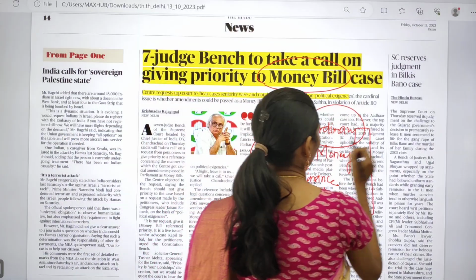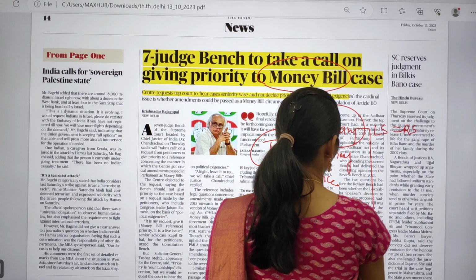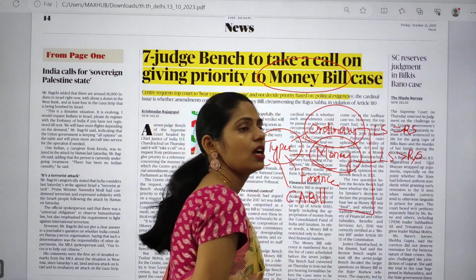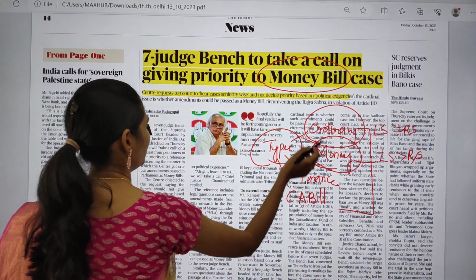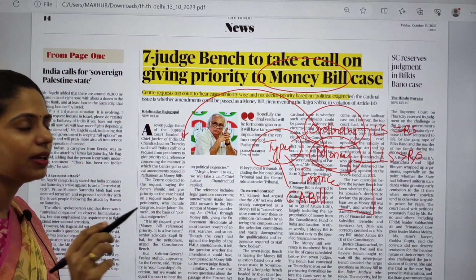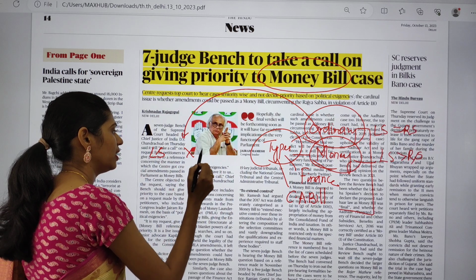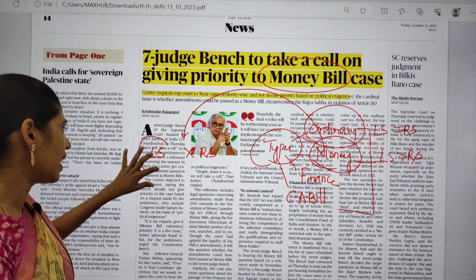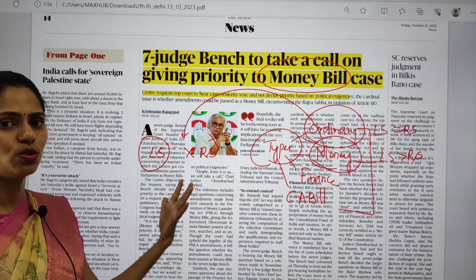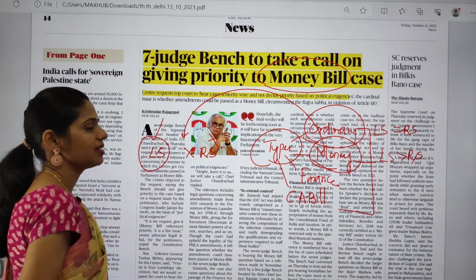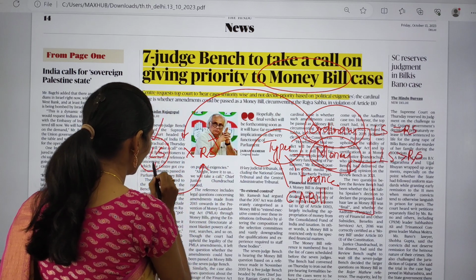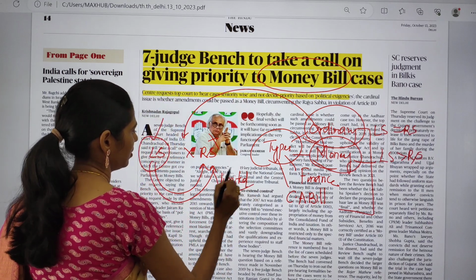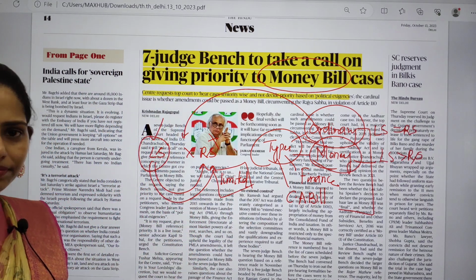In the case of an ordinary bill, Lok Sabha and Rajya Sabha have equal powers. In the case of a money bill, Lok Sabha has more powers compared to Rajya Sabha. Why? Because a money bill can be introduced only in Lok Sabha, not in Rajya Sabha. Rajya Sabha has no role in introducing it. The bill passed in Lok Sabha will be sent to Rajya Sabha, but Rajya Sabha has limited powers here. It cannot reject the bill.